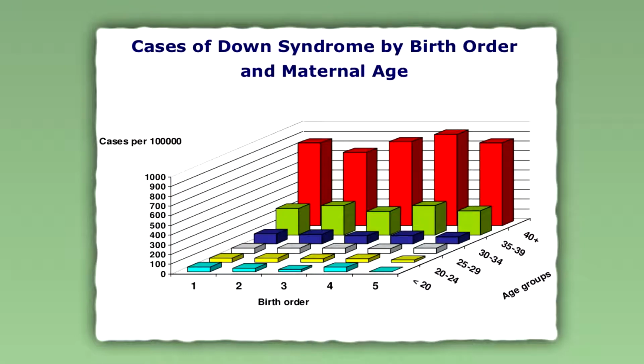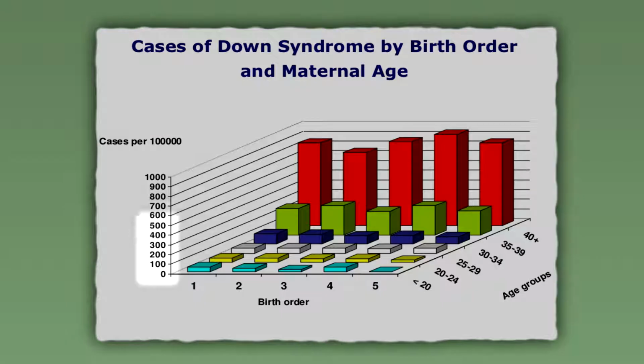Here's a graph that answers this question by showing that maternal age confounds the relationship between birth rank and Down syndrome, and that it's really maternal age rather than birth rank that's associated with Down syndrome. Here you see birth order along the horizontal axis. The maternal age groups are along the z-axis. Then on the y-axis, we have cases of Down syndrome per 100,000 live births.